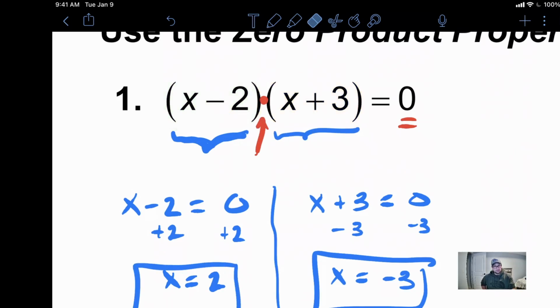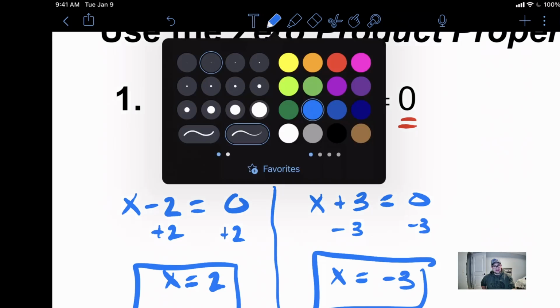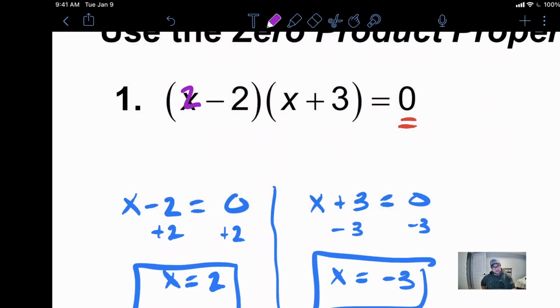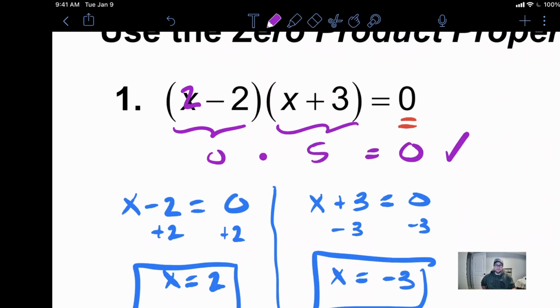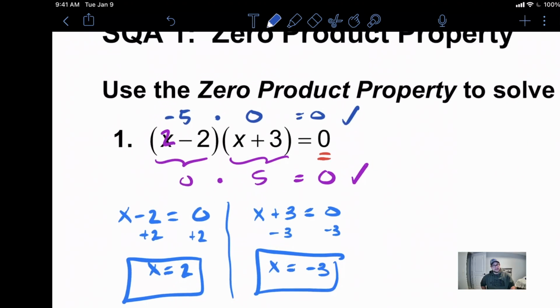Now, it's very important in math to go back and check our work, so let's try this. If I take 2 and plug it in, I have 2 take away 2, which gives me 0. Then I would have 2 plus 3, which gives me 5. So 0 times 5 equals 0, and yup, of course that's true. Now, if you plug in negative 3, negative 3 take away 2 gives you a negative 5 here, and then negative 3 plus 3 gives us 0. So negative 5 times 0 equals 0, absolutely, right? So we found our two answers that satisfy this and make this work.